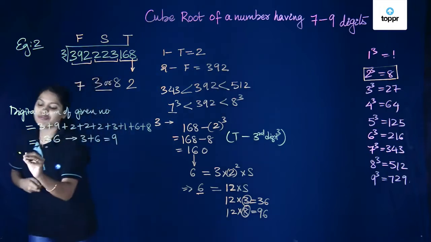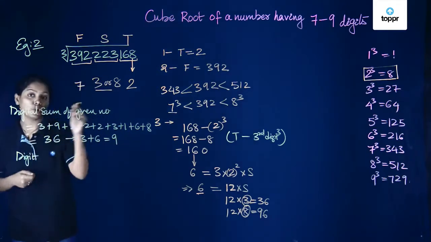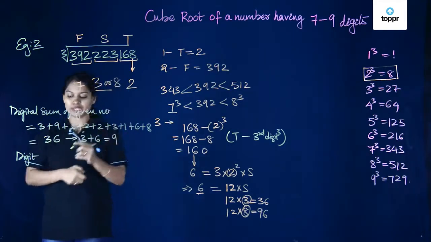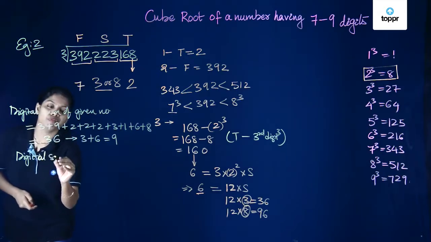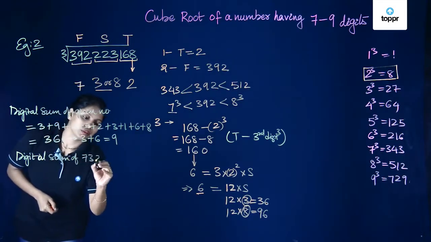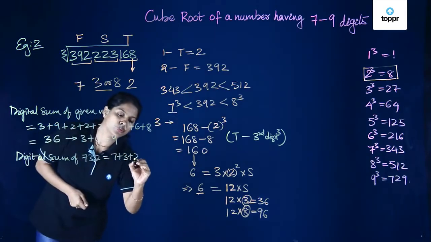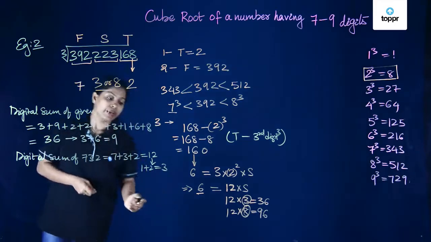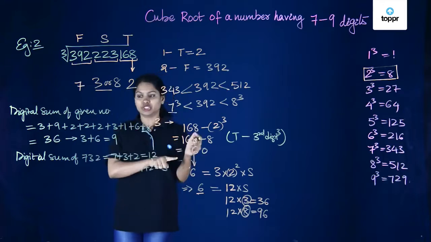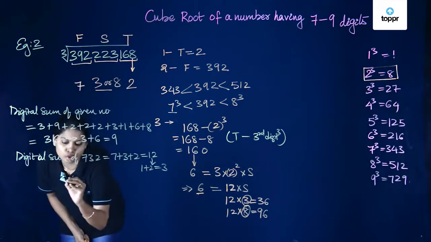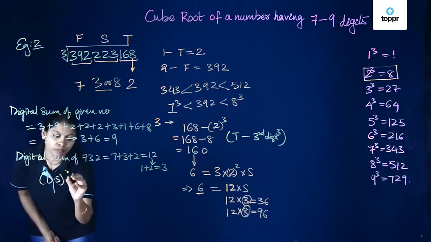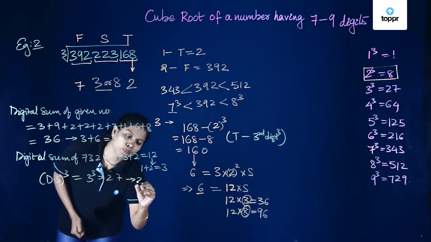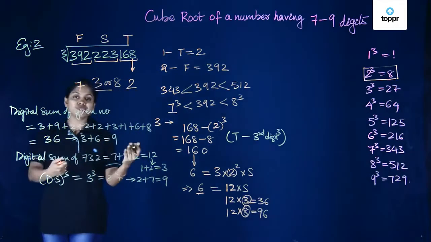So the digital sum of the given number is equal to 9. In the next step we find the digital sum of the probable numbers. If we take 3 we have 732, and if we choose 8 we have 782. The digital sum of 732 is 7 plus 3 plus 2, that's 12, and 1 plus 2 is equal to 3. But then we'll cube the digital sum. Cubing 3 gives 27, whose digital sum is 2 plus 7, equal to 9.